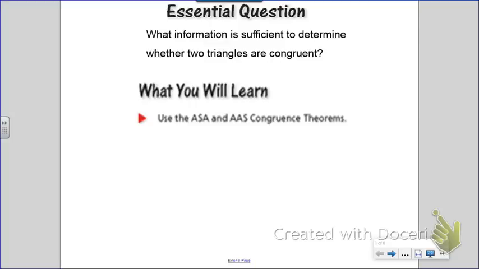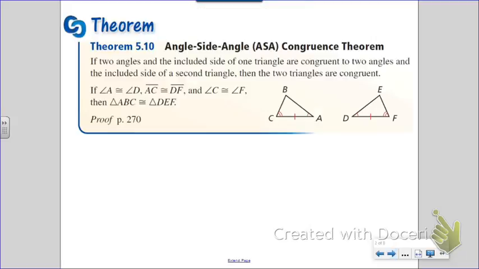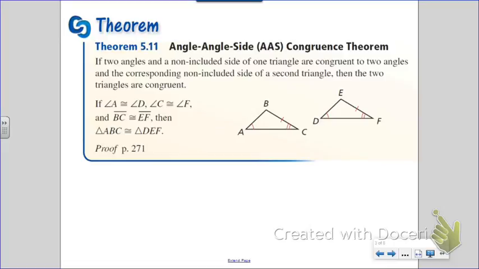Today we'll learn about our last two types of congruence theorems, angle-side-angle and angle-angle-side. The difference between the two is where the side is located. In angle-side-angle, it is the included side between the two angles. In angle-angle-side, it is the side across from one of the two congruent angles.